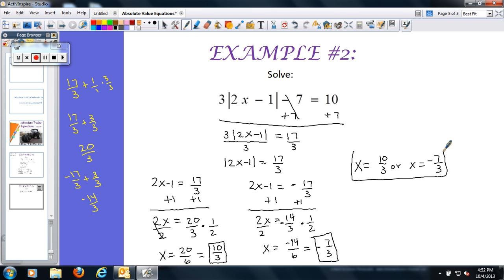And here is my answer for this problem as well. Again, I know you guys don't care to work with fractions, but sometimes it's required, so you might as well get used to it now.